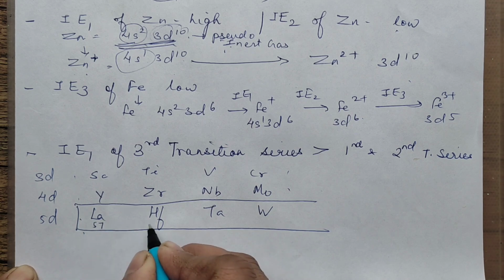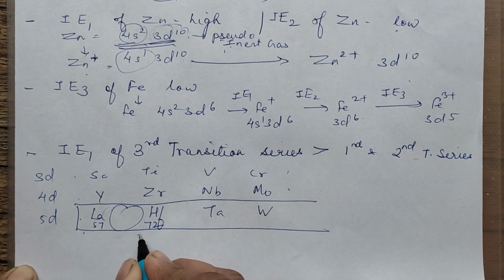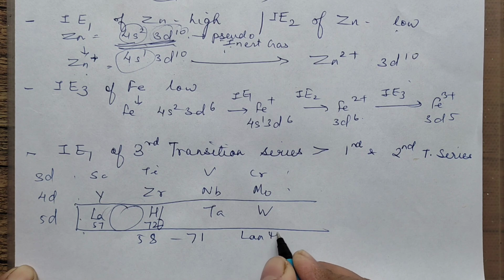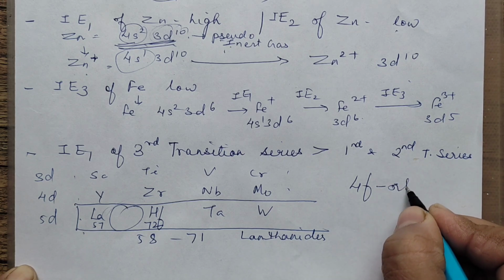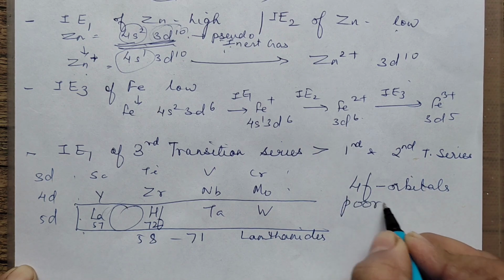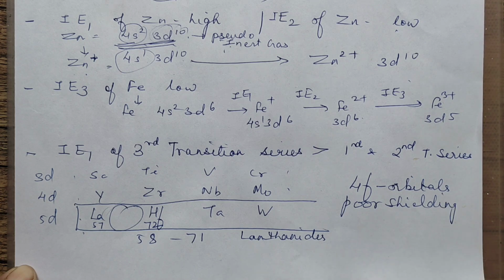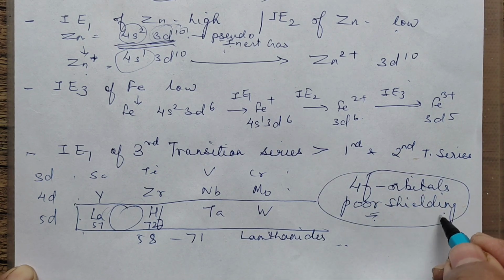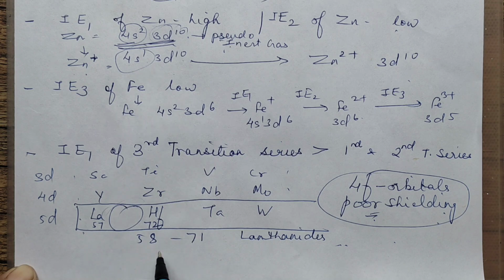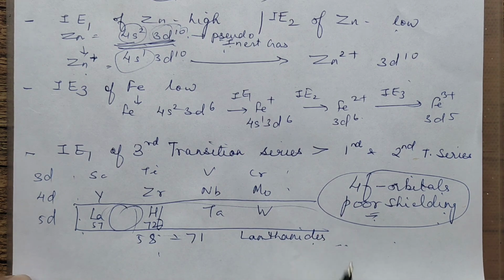The reason being, this is atomic number 57, this is 72. Between them, that is 58 to 71, there are lanthanides present. And in lanthanides, you know that the 4f orbital is being filled, which has poor shielding because of the complicated shape of the f orbital. Because of poor shielding, the effect of the nucleus over the valence electron is more. Even in all the post-lanthanide elements, that effect of the lanthanide contraction is visible. So because of the lanthanide contraction, all the post-lanthanide elements have comparatively smaller size, due to which their ionization enthalpies are higher. So the third transition series has more ionization enthalpy than first and second.